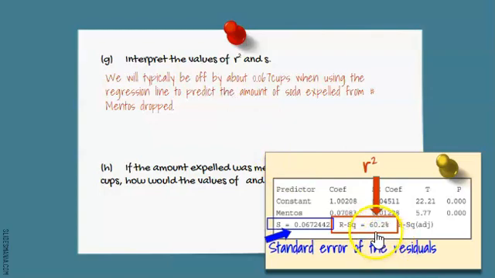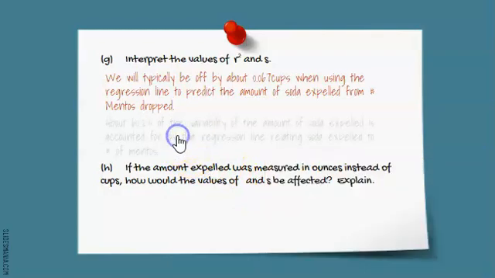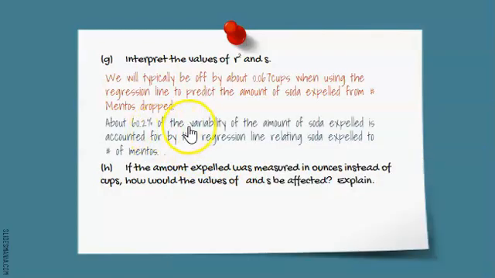Now r squared is 60.2%. They gave that to us in the table, so we just need to interpret. We would say about 60.2% of the variability of the amount of soda expelled is accounted for by the regression line relating soda expelled to the number of Mentos.